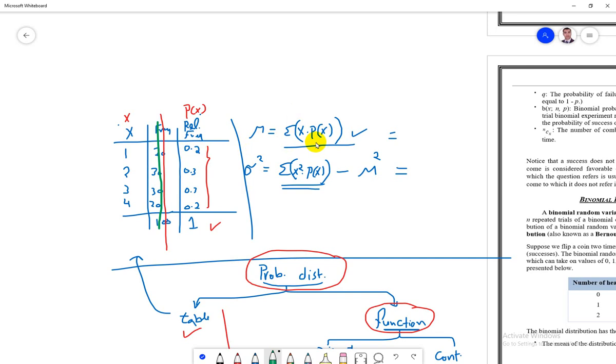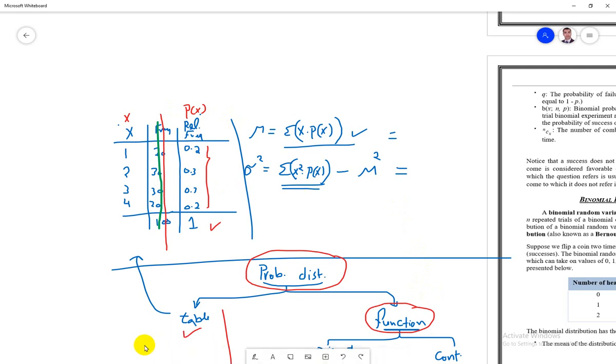Second, how to find the variance. You have to modify the formula as we had before. It has to be sigma squared equals sigma x squared times the probability of x, all that minus mu squared, where mu is the average or mean that you calculated in the first case. So please refer to the last lecture on how to calculate the mean and the variance from the probability distribution. So what do we have in our lecture today?